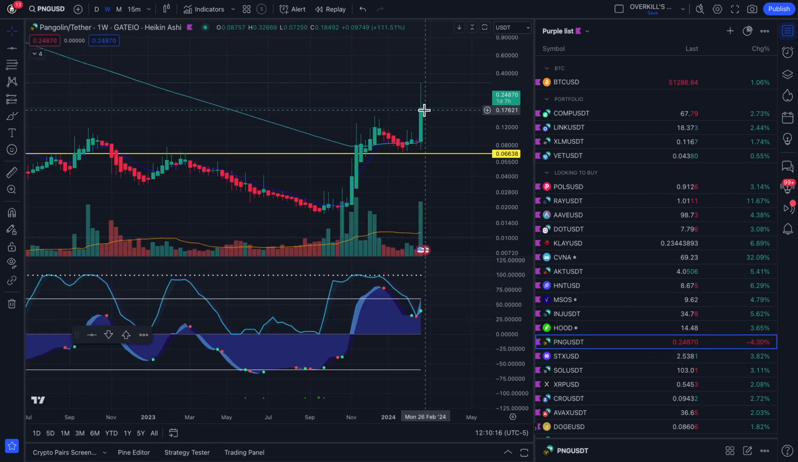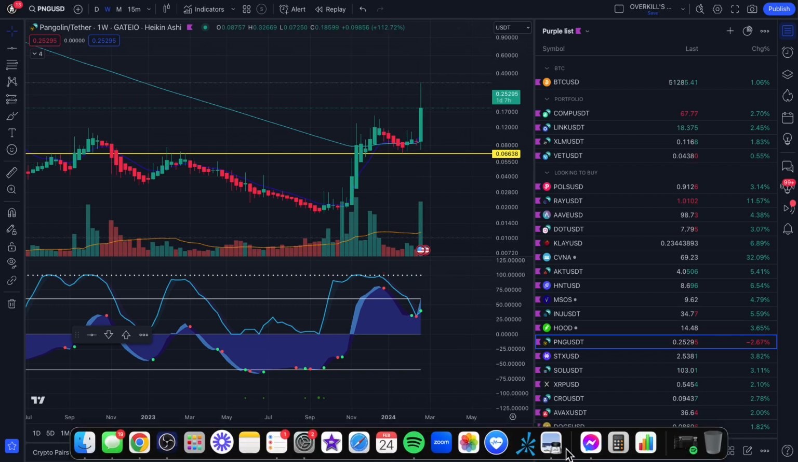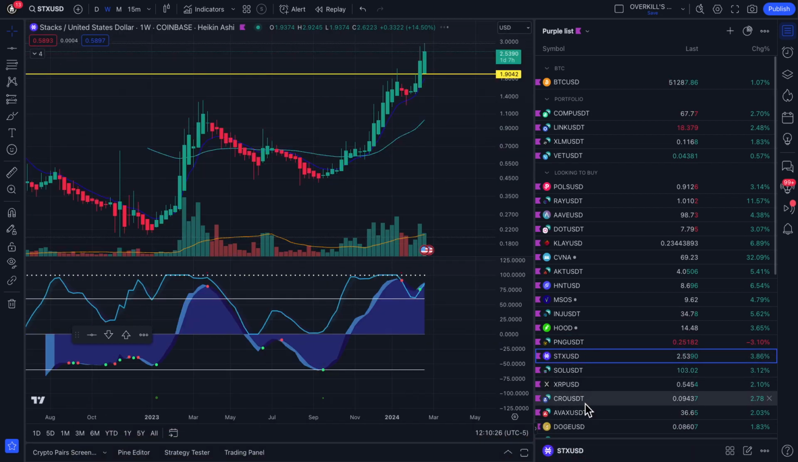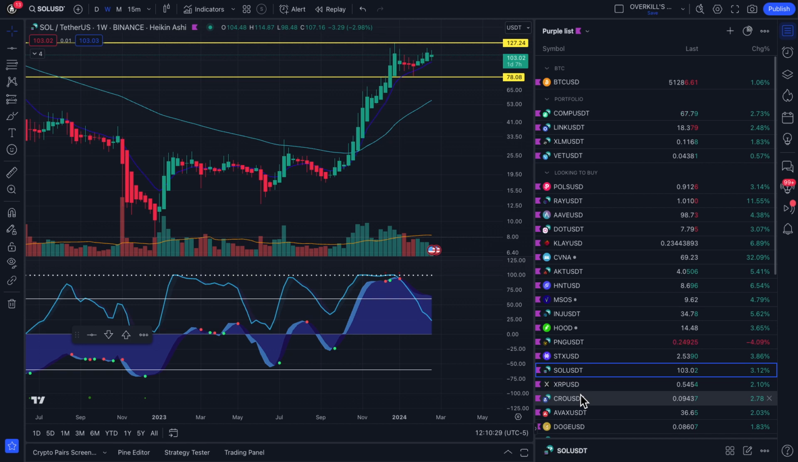PNG's back down to 24 cents. I sold it at 41. That's just incredible, dude. All glory to God, man. That was just a massive move there. I still can't believe that happened. That was incredible.